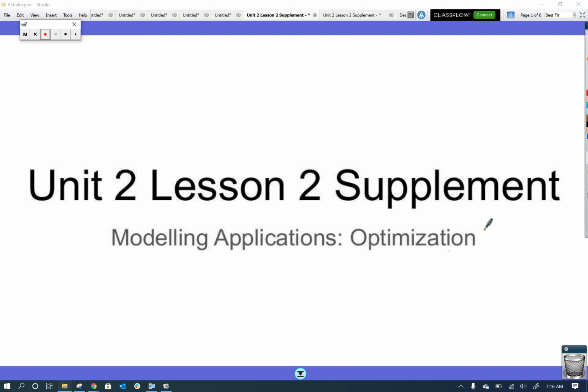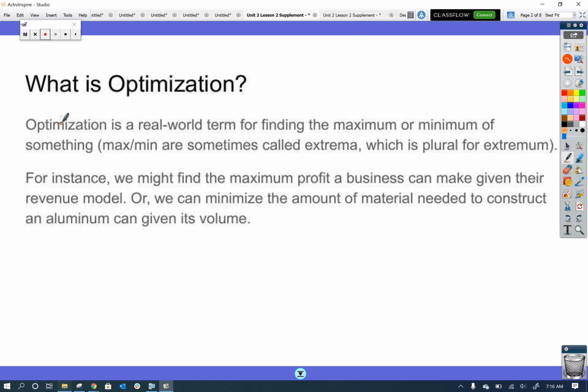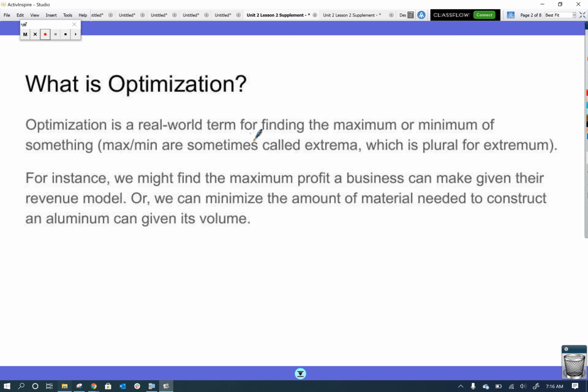In this lesson, we're going to talk about a modeling application called optimization. So, what is optimization? Optimization is a real-world term for finding the maximum or minimum of something. And max and min are sometimes called extrema, by the way. Extrema is just the plural for extremum. So a maximum is called an extremum, and so is a minimum.